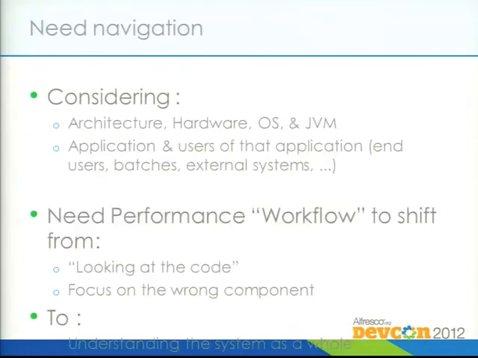So once we've said all that, I think what we need is really navigation. What do I do when I find a performance problem with regards to all that? When you consider all the architecture that we've mentioned, the hardware, the OS, the JVM, the applications, and the different types of users that might use that system, what I think we need is a performance workflow that will help you to shift from just looking at the code. That's not going to help you, and you may focus on the wrong component. So what you need to do is understand the system as a whole, and then find out, by following a simple workflow that we are going to talk about just now, where the problem is.